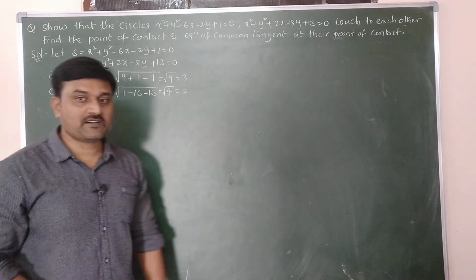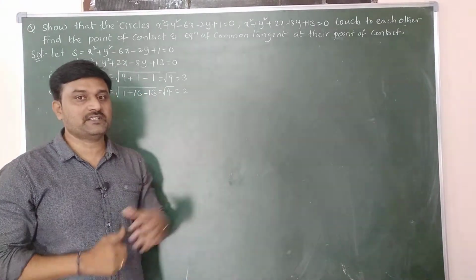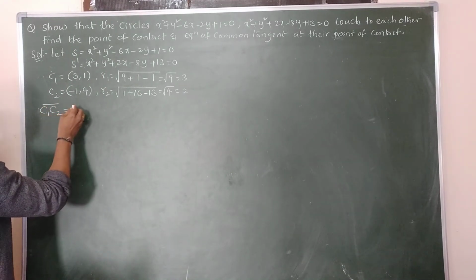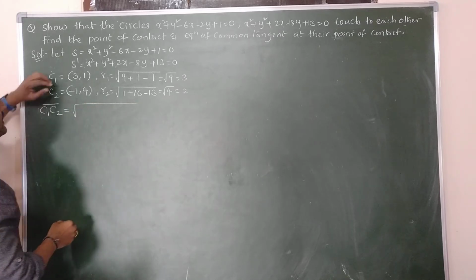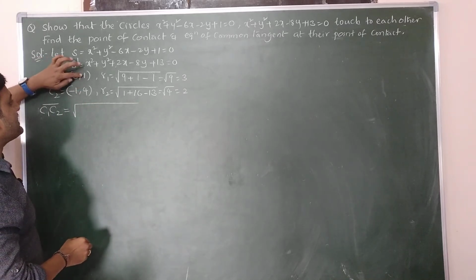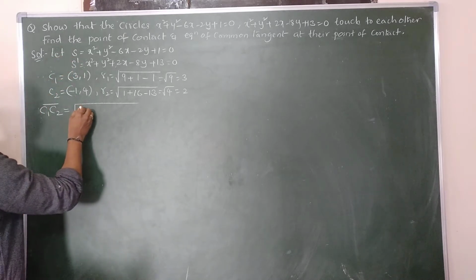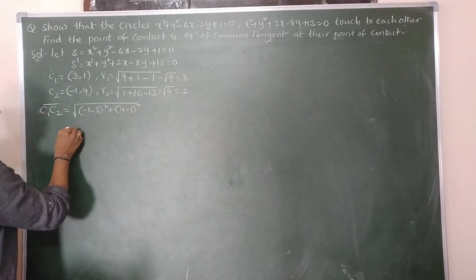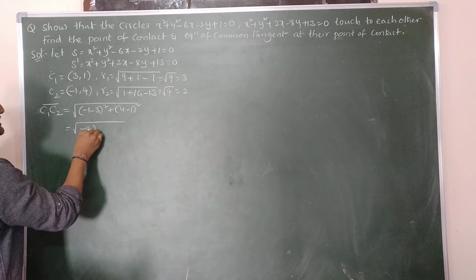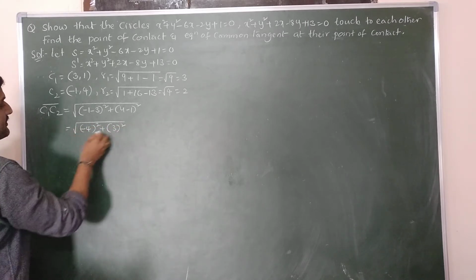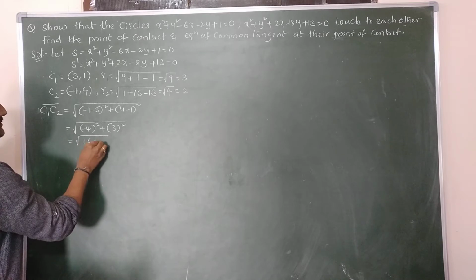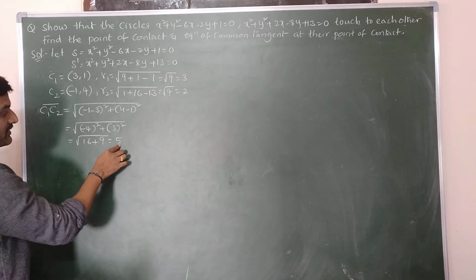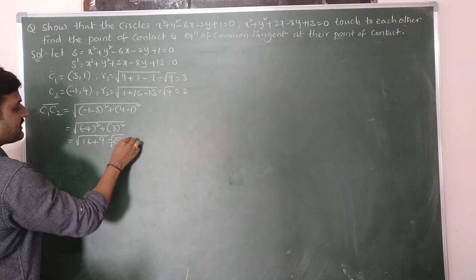Now for the position of the circles we find the distance between the centers. C1C2 is the distance between the two centers, under root by our formula (x2 minus x1) whole square plus (y2 minus y1) whole square. That is minus 1 minus 3 whole square plus 4 minus 1 whole square, equals under root of minus 4 whole square plus 3 whole square, which is 16 plus 9, equals 25, nothing but 5.